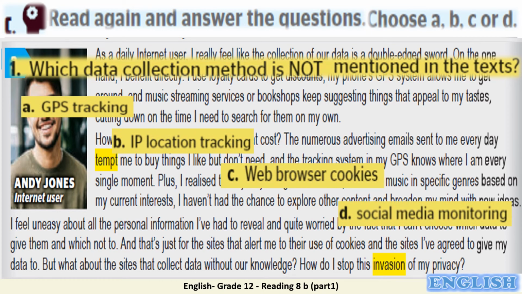Here is the question again. Now you must know the answer, which is not mentioned in the text. A, B, C, or D? Excellent. Of course, it is D. Social media monitoring is not mentioned at all. Thank you. You are great.